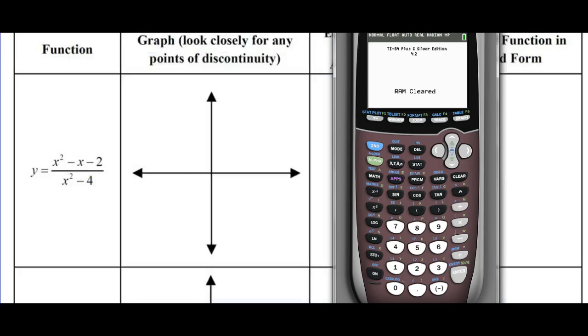Anybody have a TI-83? Okay. If you have a plain old 83, it's not going to look pretty, because the TI-83 isn't smart enough to know how to handle these things. Anyway, just see what you see. Enter x squared minus x minus 2, divided by x squared minus 4.